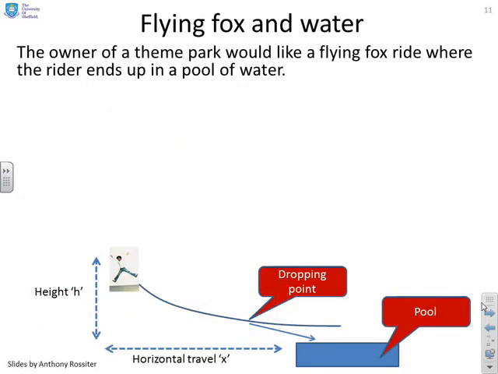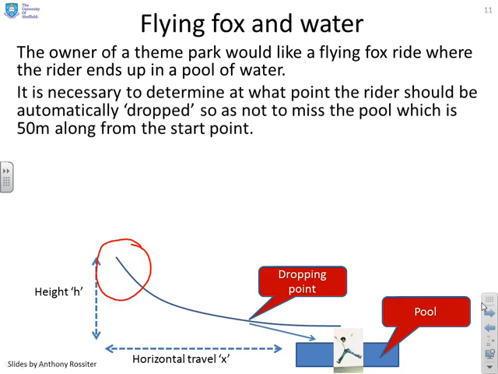Now the next question, this one's mathematically a bit more complex, but it really does illustrate the skill of problem solving. So we're talking about a flying fox. So if you know what a flying fox is, you can see this man here basically hangs on a wire and then shoots down the wire and drops off at the bottom. And what we want them to do here is to land in a pool of water at the bottom.